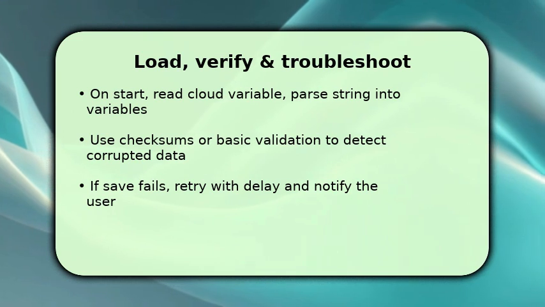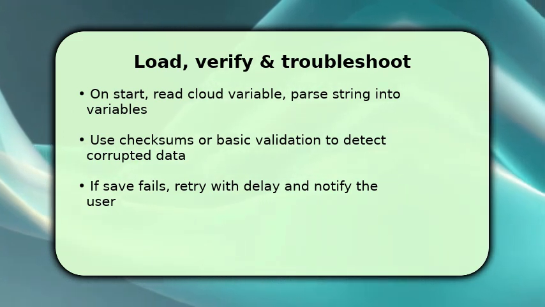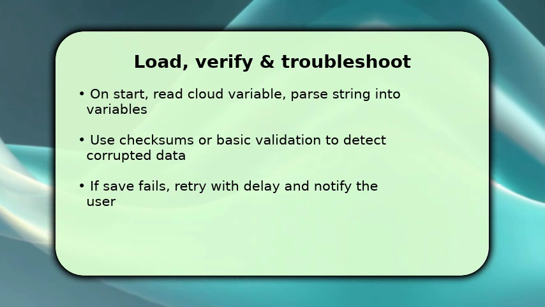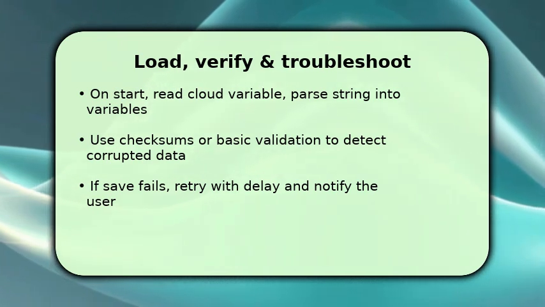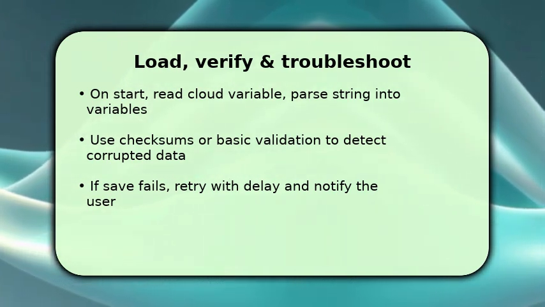If something goes wrong, implement a retry sequence with a short delay and show a clear message. This helps when network hiccups occur. Make sure to log or display the raw cloud string for easier debugging.